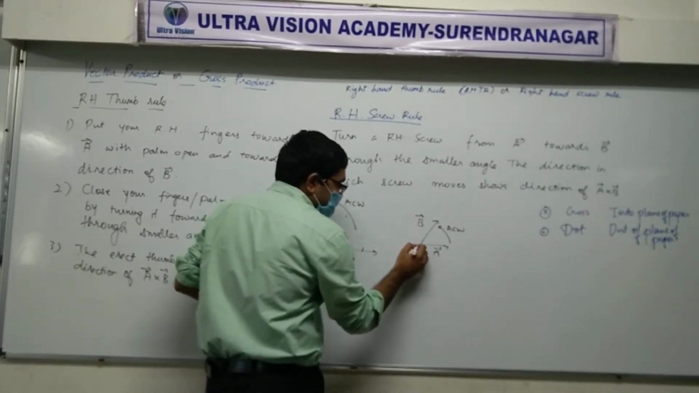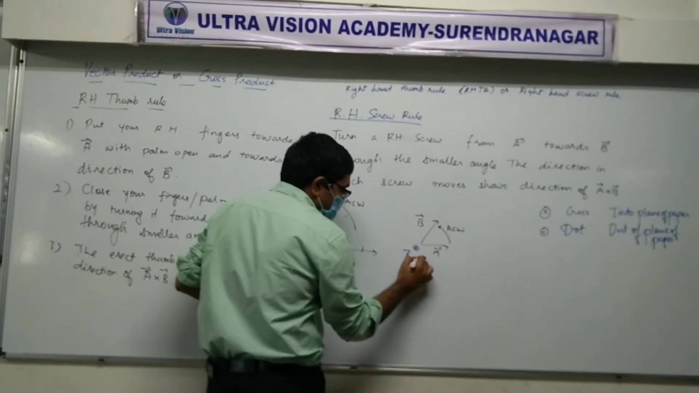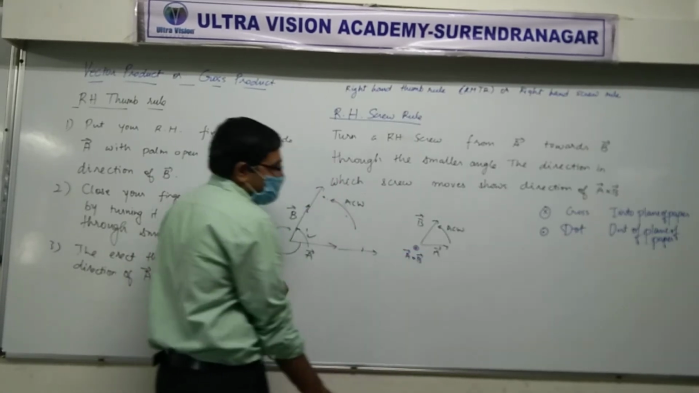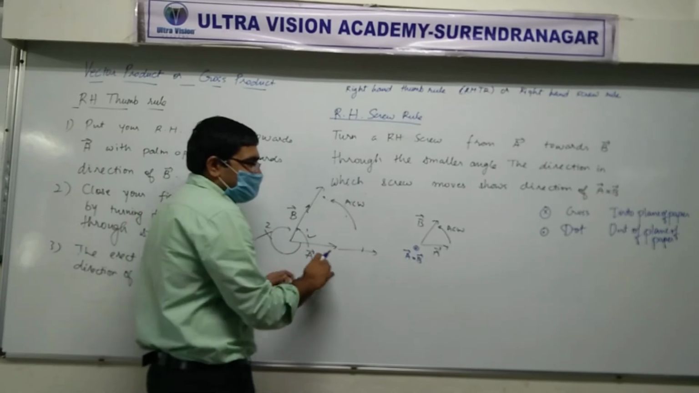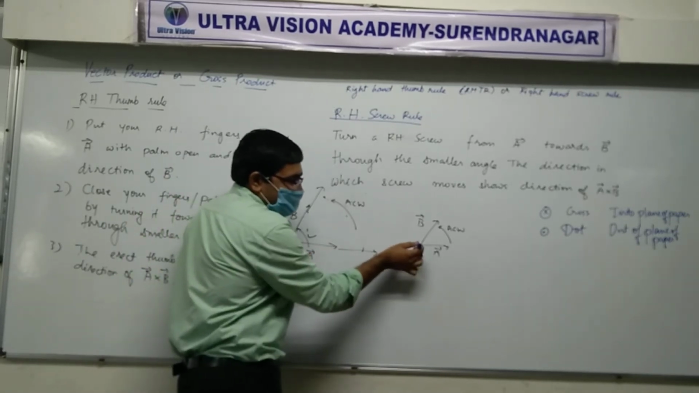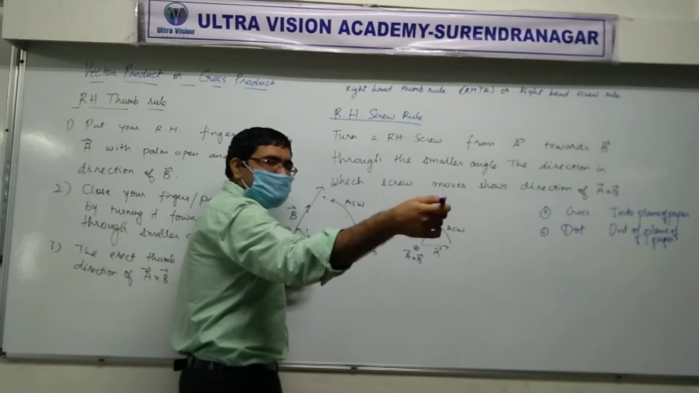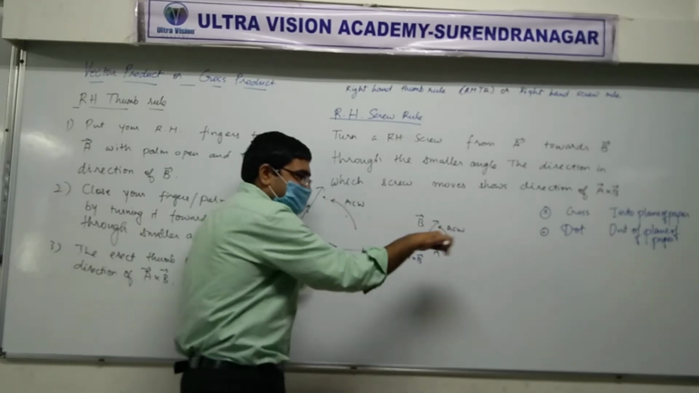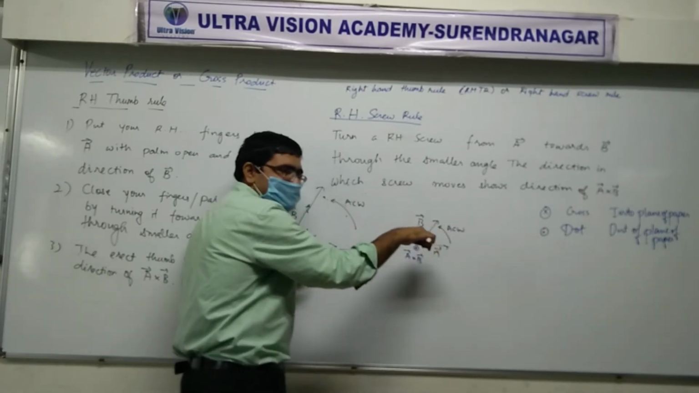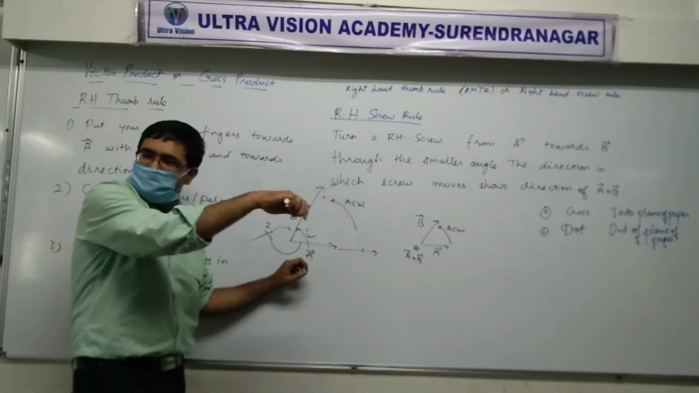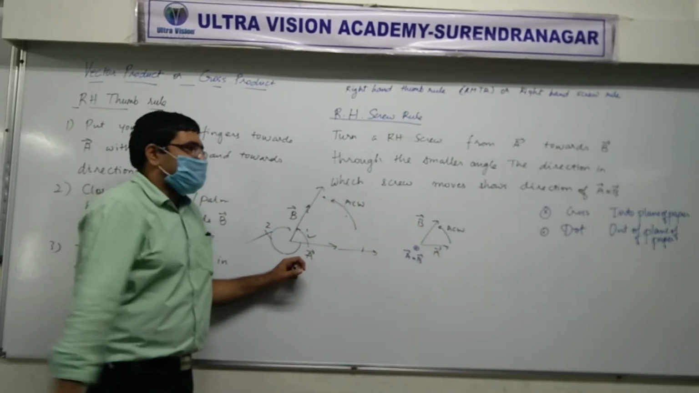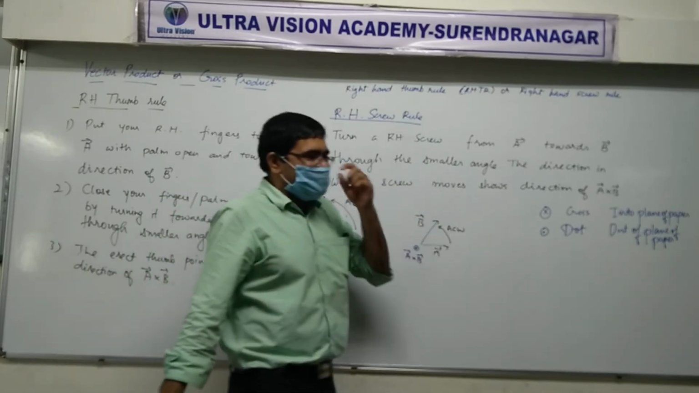So here we have to put a dot. Dot is the direction of A vector cross B vector. Did you understand that? Yes. Okay, dot means coming out of the plane of paper. Cross means going into the plane of paper. Did you get it? Sure? Yes or no? Yes.